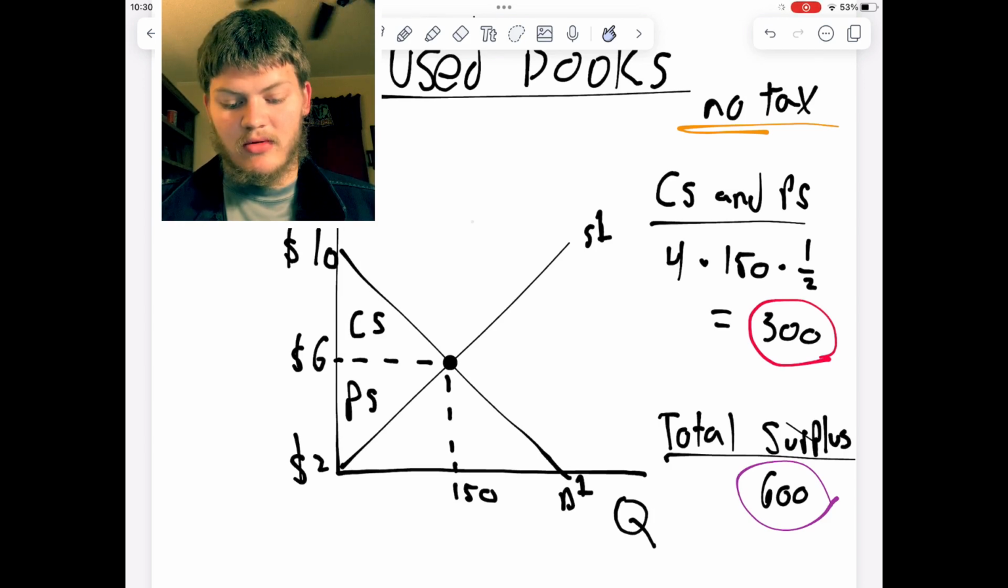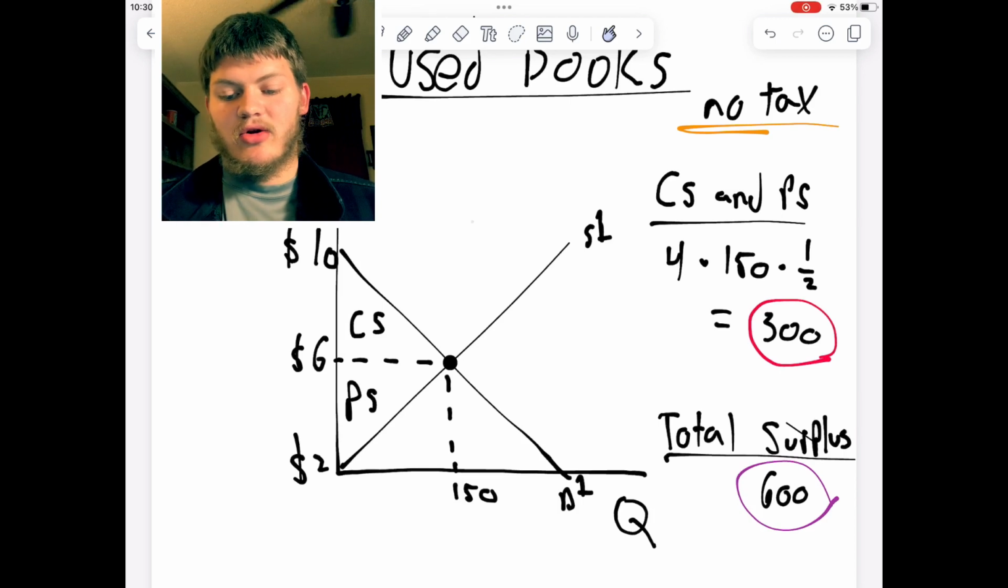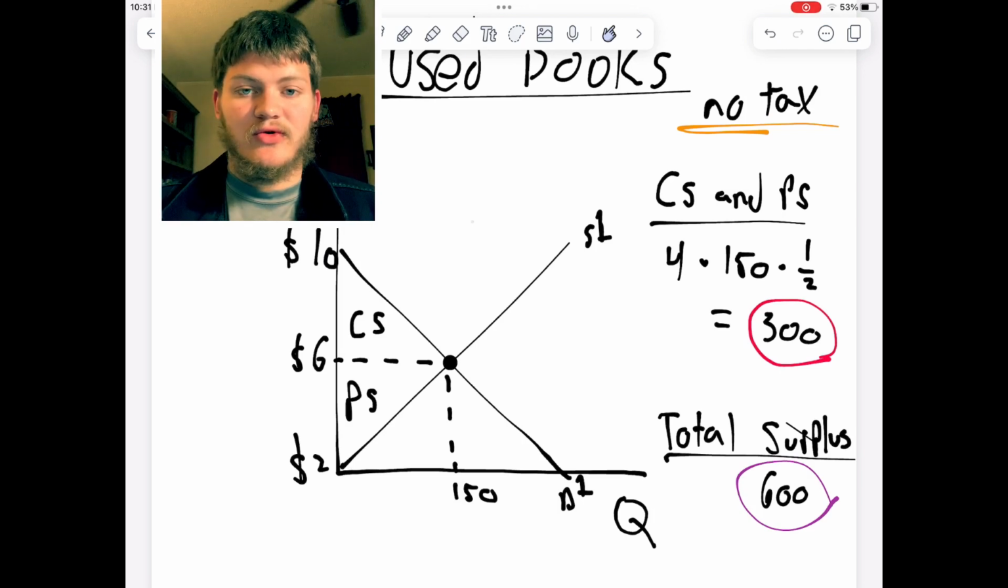In this scenario, the producer surplus is also going to be 300 because 4 for the height, 150 for the base, obviously, because quantity demanded and the quantity supplied are the same, so the 150 is going to be the same for both. 4 is going to be the same for both because that's just how it worked out. And 1/2, so 4 times 150 times 1/2 equals 300.